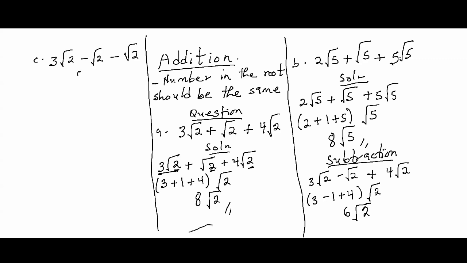Okay. So the solution to this question, you have 3 root 2 minus root 2 minus root 2. Since the numbers inside the square roots are the same, I'm just going to pick one of them. The numbers outside the square roots are 3. The next one is minus 1. And then the last one is also minus 1. So 3 minus 1 minus 1, I get 1. So I have 1 root 2.